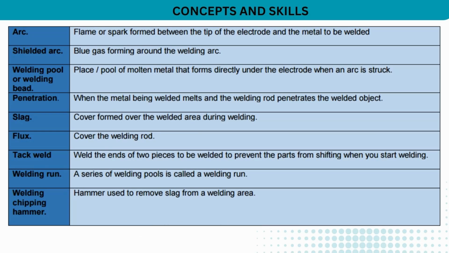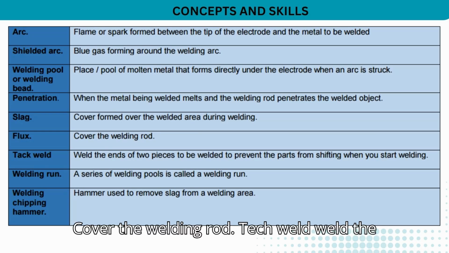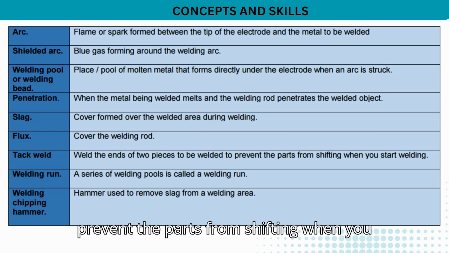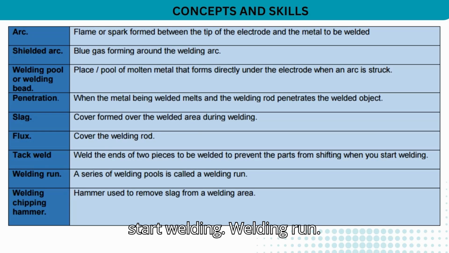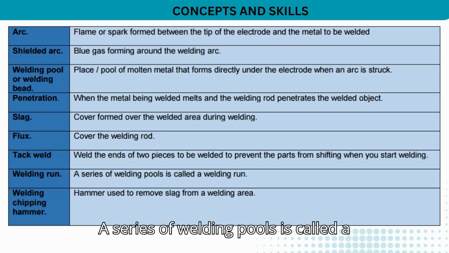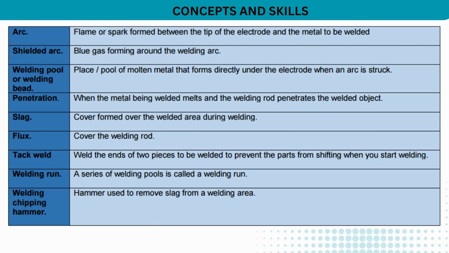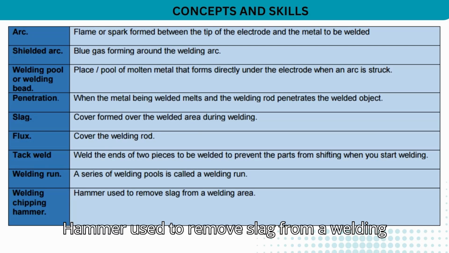Flux: cover of the welding rod. Tack weld: weld the ends of two pieces to be welded to prevent the parts from shifting when you start welding. Welding run: a series of welding pools is called a welding run. Welding chipping hammer: hammer used to remove slag from a welding area.